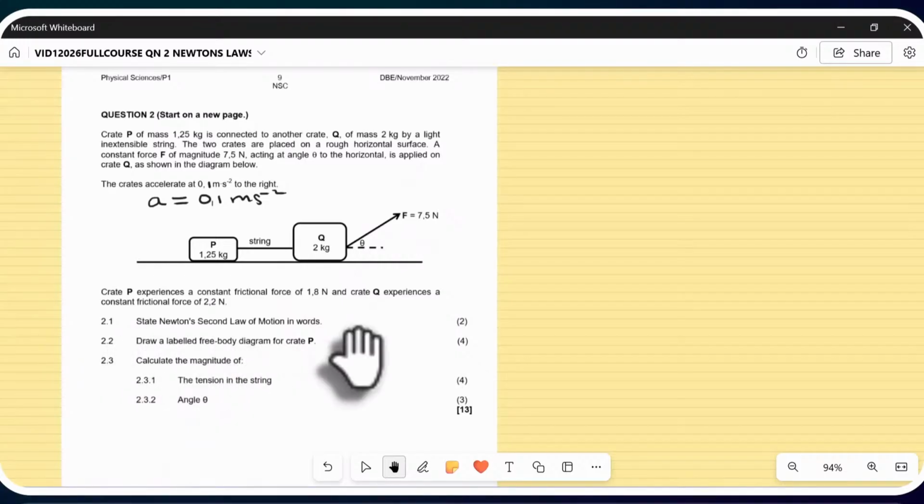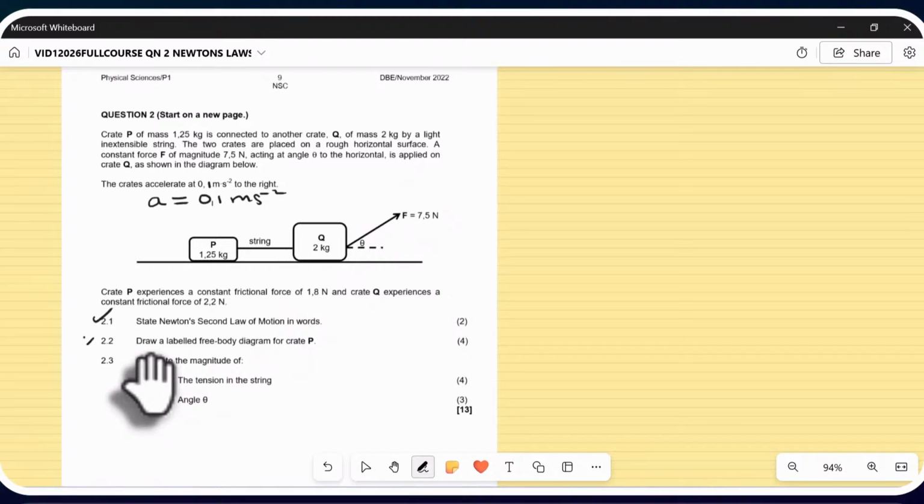2.1. State Newton's second law of motion in words. We said that when a net force acts on a body, it will accelerate in the direction of the net force, with the acceleration directly proportional to the net force and inversely proportional to the mass of the body. Then 2.2, draw a labeled free body diagram. Okay, so here we are done.